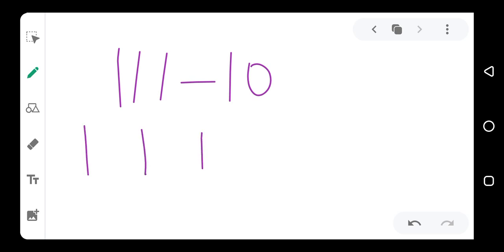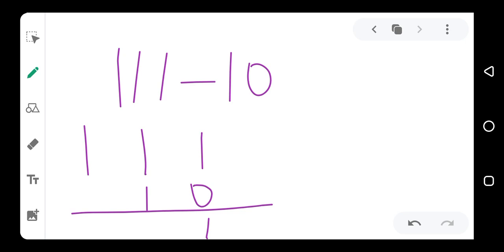If we have 1, 1, 1 and then 1, 0, 1, 1, 1 minus 1, 0, we arrange it. Proper arrangement is the key. Now, 1 minus 0 will give us 1.